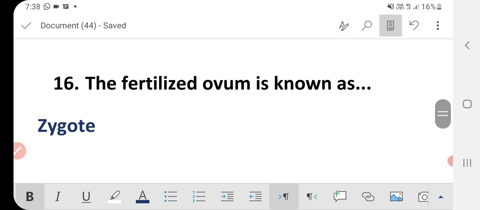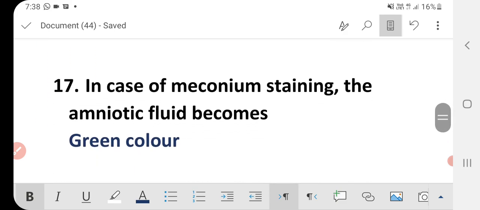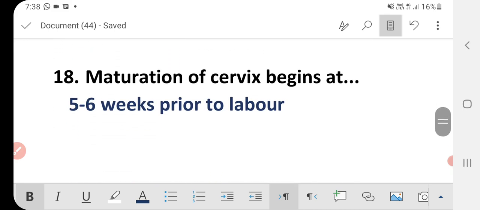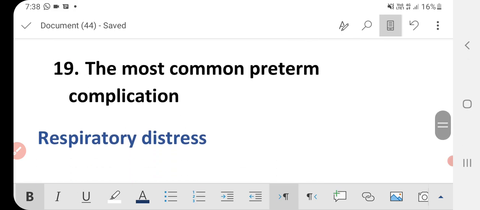Then 16th, the fertilized ovum is known as zygote. 17th, in case of meconium staining, the amniotic fluid becomes green in color. Which color? Green color. 18th, maturation of the cervix begins at 5 to 6 weeks prior to labor.